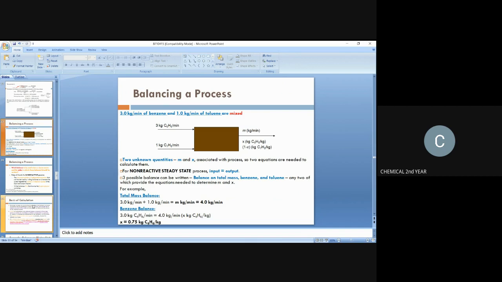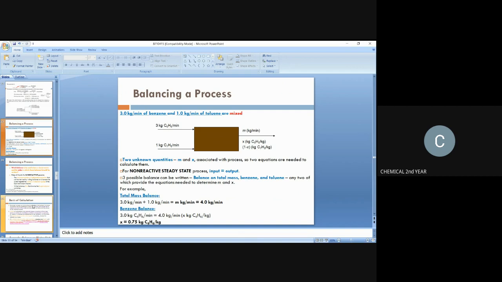Balancing a process: 3 kg per minute of benzene and 1 kg per minute of chlorine are mixed. There are two unknown quantities associated with the process, m and x, so two equations are needed to calculate them. For a non-reactive steady-state process, input is equal to output. Three possible balances can be written: balance on total mass, balance on benzene, and balance on chlorine. Any two of these provide the equations needed to determine the unknowns.